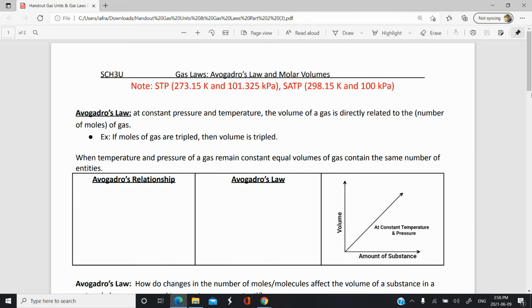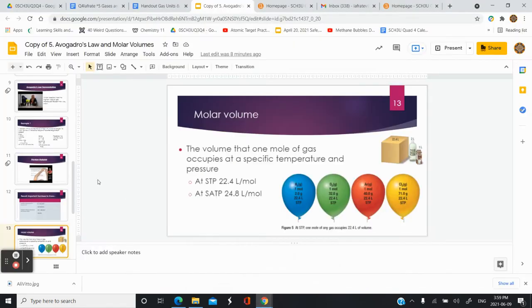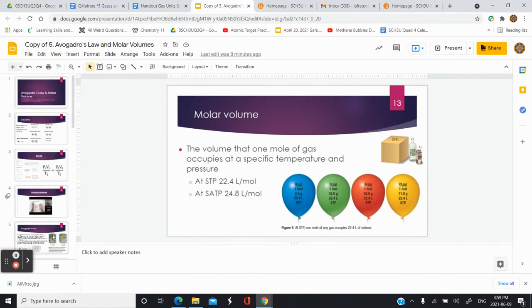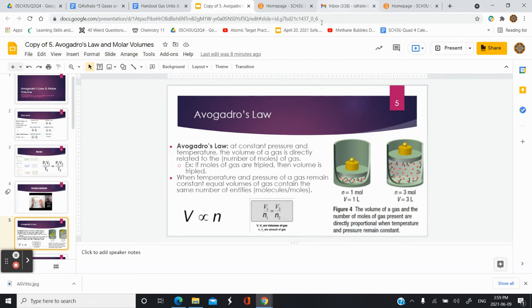So we're studying Avogadro's law, which basically means that the number of moles of gas is related to the volume of the gas. And so we say at constant pressure and temperature, the volume of gas is directly related to the number of moles of gas. So if you triple the number of moles, you triple the volume as well. So Avogadro's relationship is essentially that the volume is proportional to the number of moles. The moles is proportional to the volume. So they're directly proportional to each other. As one goes up, the other goes up as well.